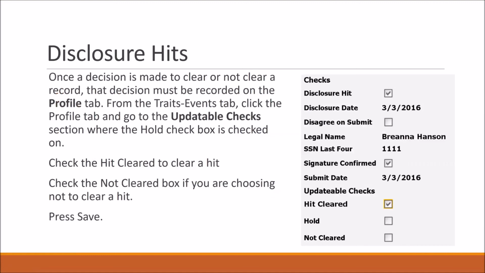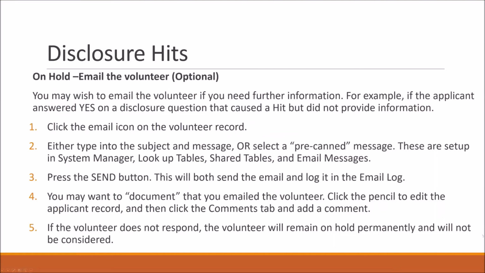And since we chose to clear this person, I'm going to check the hit cleared box. And when I do that, it's going to remove the hold on their account. They're still going to have the disclosure hit. That doesn't go away, but they're no longer on hold. Remember when I said you get the green clear symbol added to their account, clear, they're good to go? It's going to remove the red hold, and it's going to add the green clear. You press save, and voila, they're good to go.